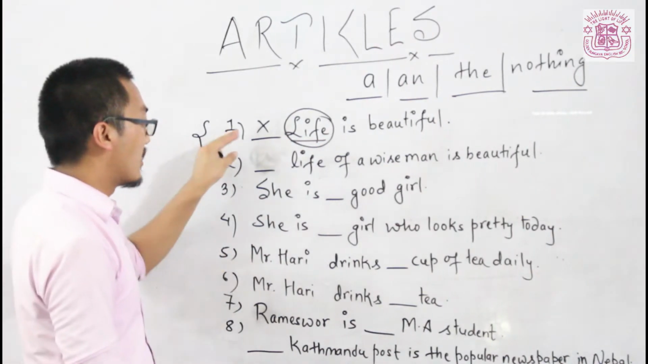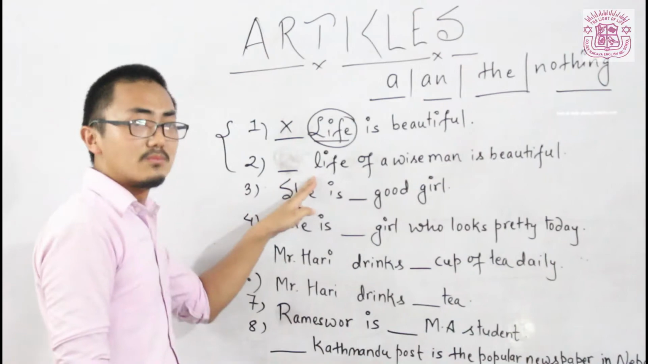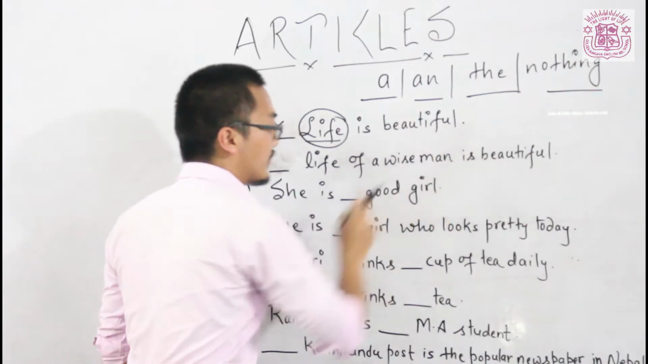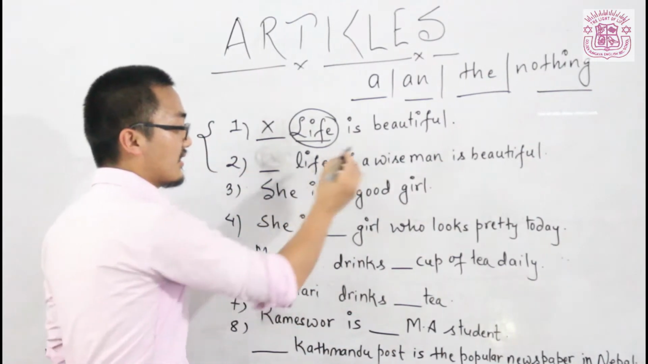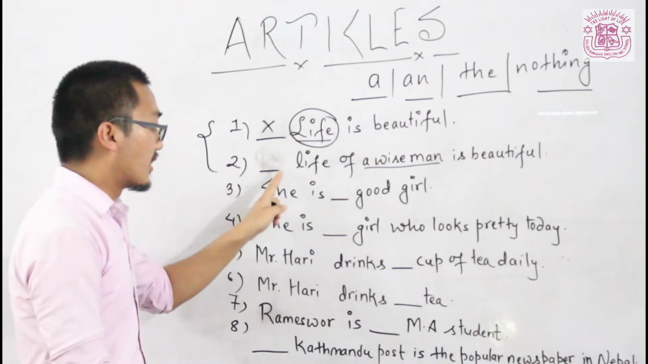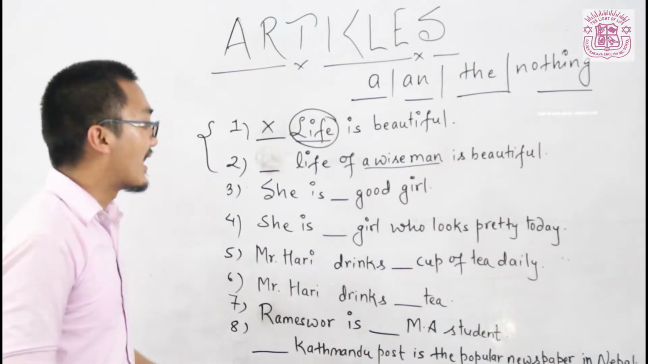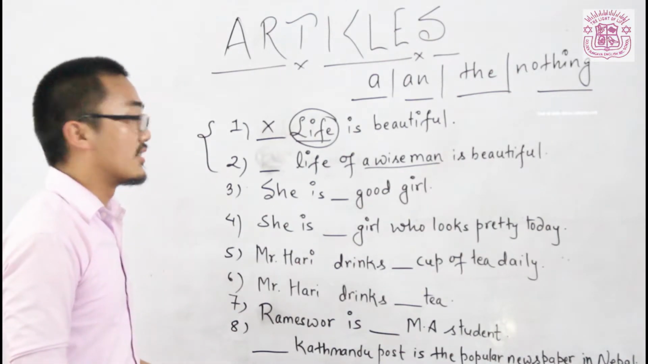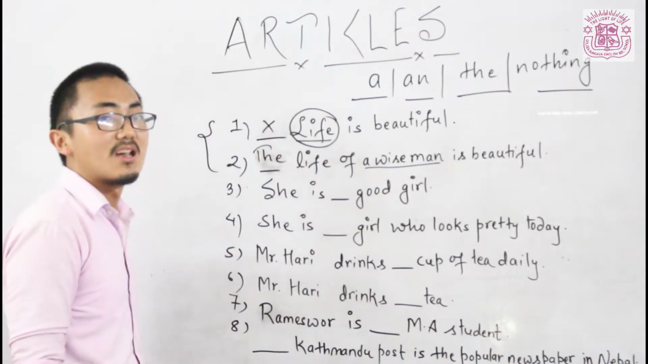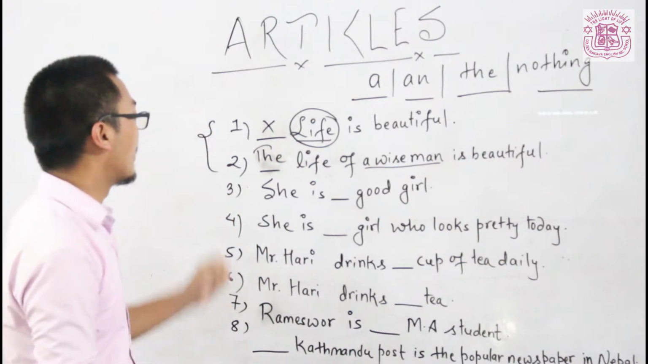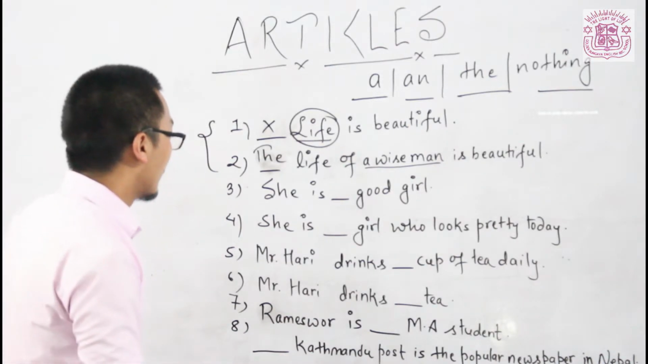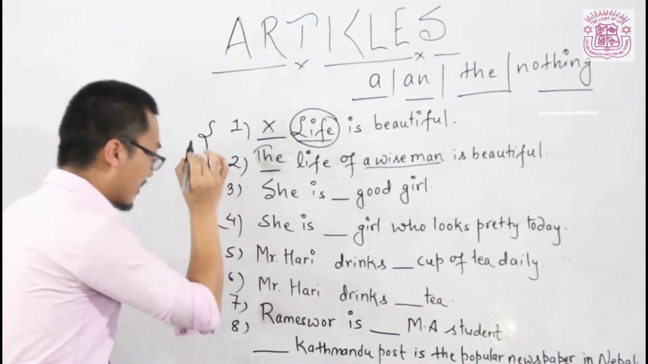But when we look at question number 2, you can see a little bit of difference. Look here: life of a wise man is beautiful. So here we are focusing on the wise man. If we have to focus on or specify any thing or object, then what do you have to keep? You have to keep the, because the is the definite article. So this is the difference between 1 and 2. I think it is much clearer to you now. Now let's go to question number 3 and 4.